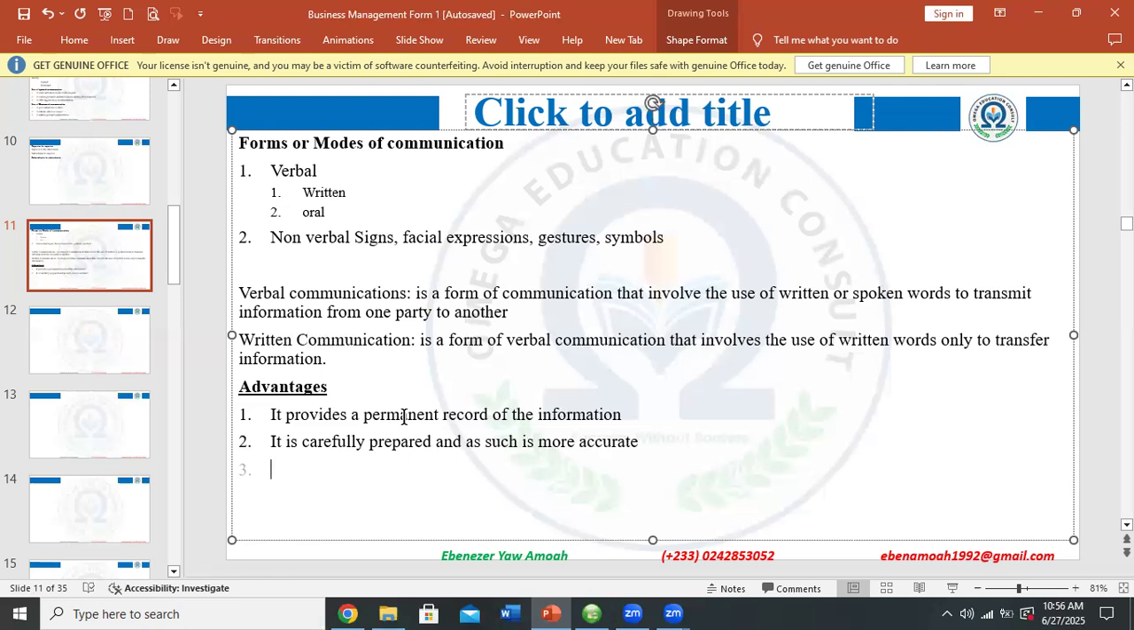Because for the oral, if I want to communicate to Deladen, Charles and Eunice, and I use oral, especially where they are not seated at the same time, I call Eunice and tell her, I call Deladen, and there'll be distortions. Some of the things I'll tell Eunice, I may not tell Deladen or vice versa. Okay, so we say it promotes uniformity of message as you send the message in writing.